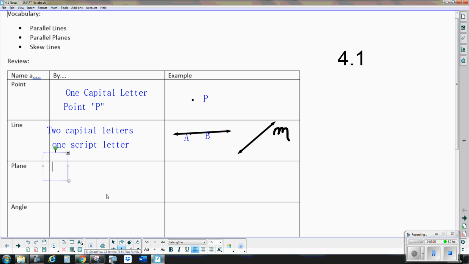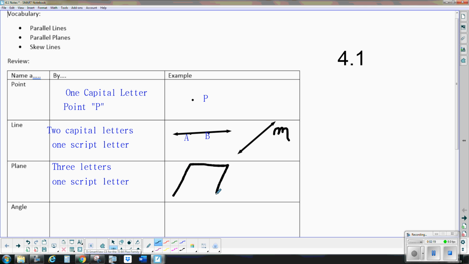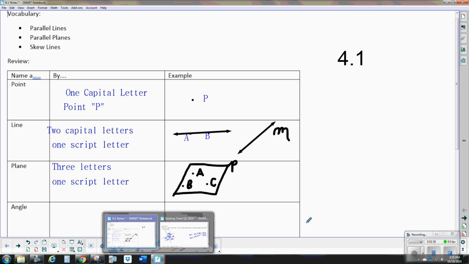In a plane, we'll use 3 letters or one script letter. So in a plane, and you'll see this kind of like a piece of paper. Okay, we might name it plane P, or we might name it by points that are on the plane. So A, B, C. Okay, so either one of those is fine.